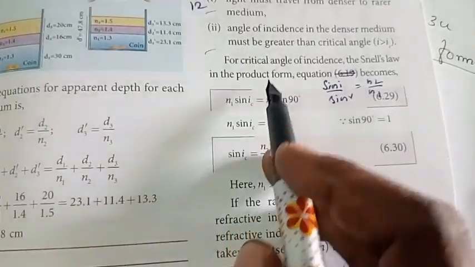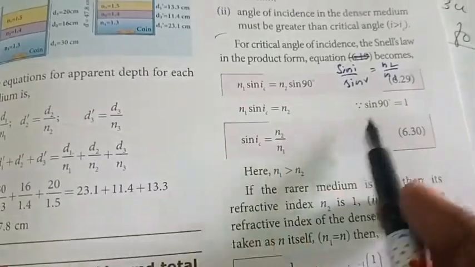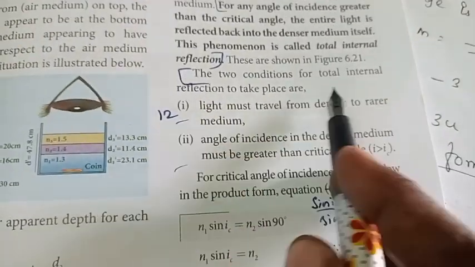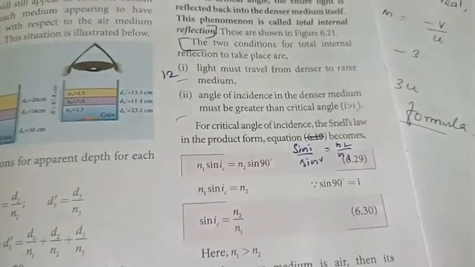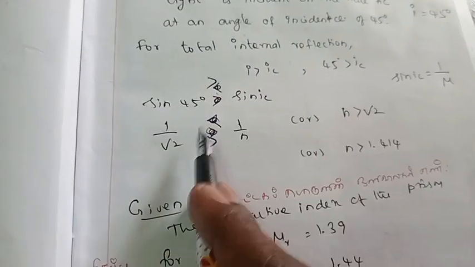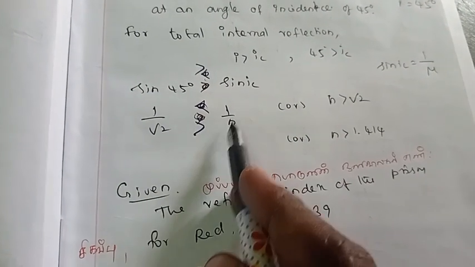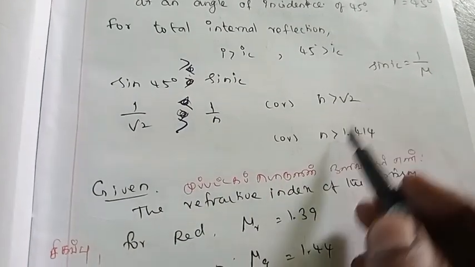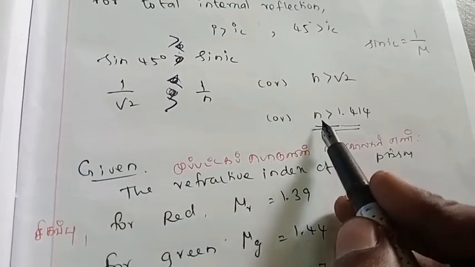In page number 19 they give the explanation, right? Critical angle: for total internal reflection to take place, i is greater than iC. Okay, page number 19. So in this manner sin 45 degree is greater than sin iC. Sin 45 degree is 1 by root 2, which is greater than 1 by n. That is, the refractive index n is greater than root 2, that is 1.414.